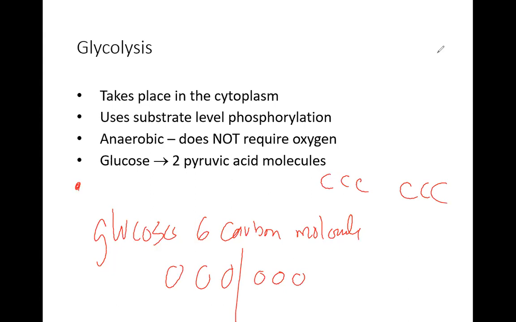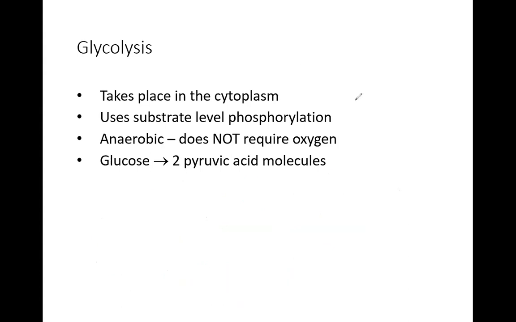One more bullet that we probably need to see: ATP. You make 4 ATP out of this. So what do you need to remember from glycolysis? In the cytoplasm, substrate level phosphorylation, anaerobic, 2 pyruvic acids, and 4 ATP.